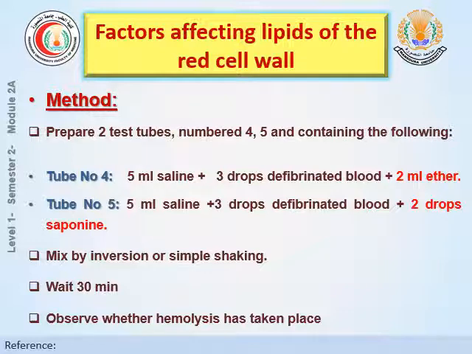Factors affecting lipid of the red cell: tubes number 4 and number 5 containing the following. Tube number 4, 5 ml defibrinated blood plus 2 ml ether. Tube number 5, 2 ml defibrinated blood plus 2 drops saponin. Mix them. Wait 30 minutes. Observe whether hemolysis has taken place.